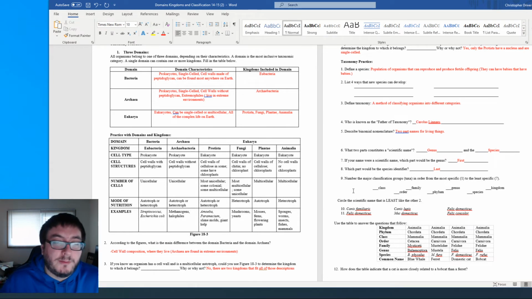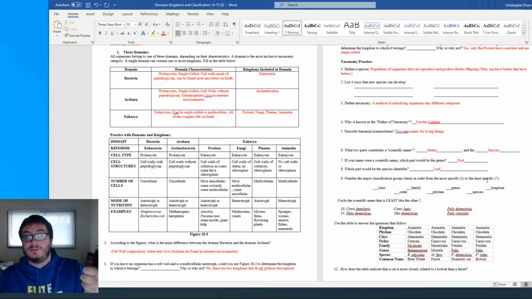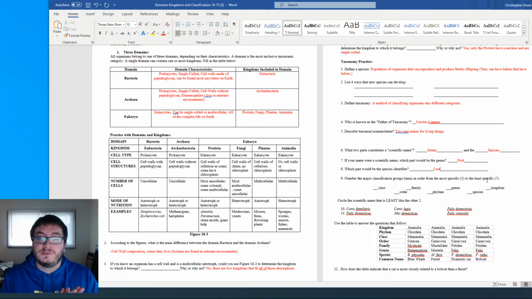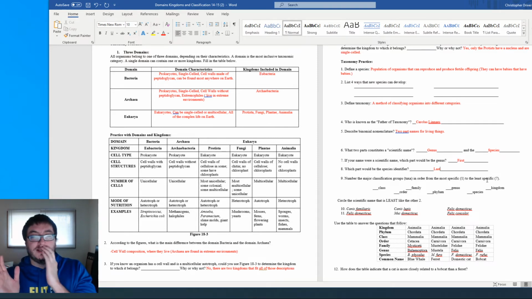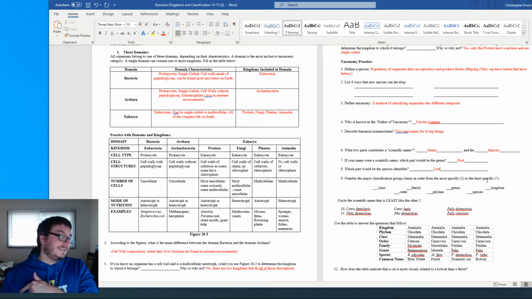All right. Number 9. Number the major classification groups, taxa, in order from the most specific to the least specific. So the least generalized to the most generalized. So basically, like the song that I did in class, we're going in the exact opposite direction. So the most specific one would be the species. After that, we get a little bit more general, and we go to a genus. Species, genus, I believe it's family. Yeah, it is family next.